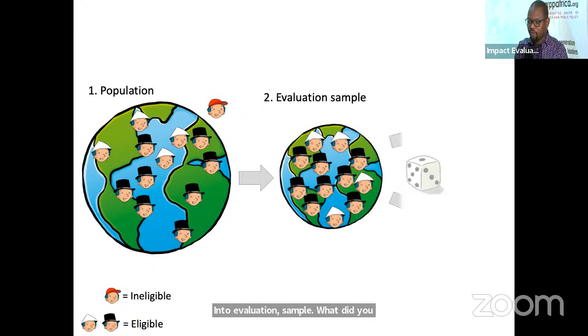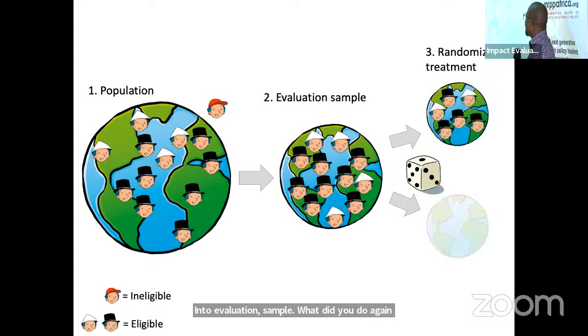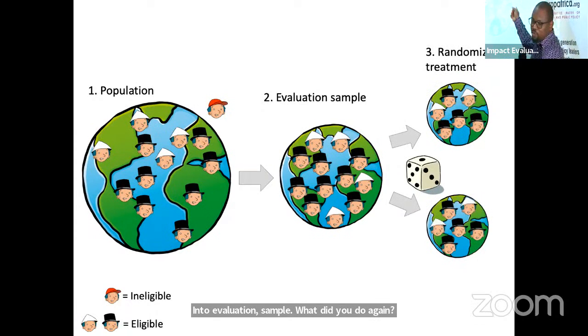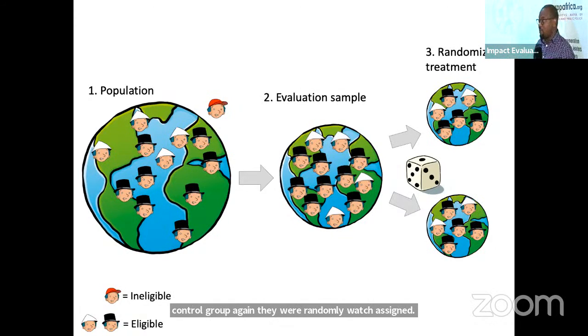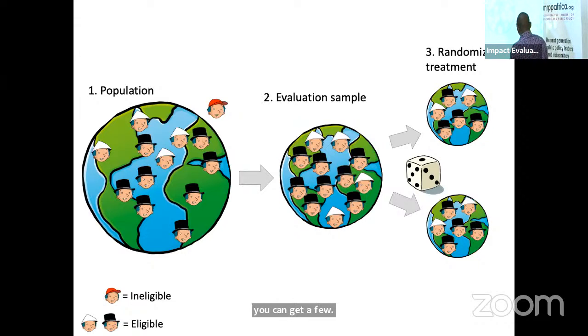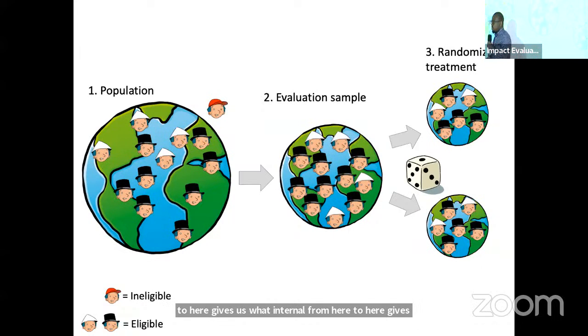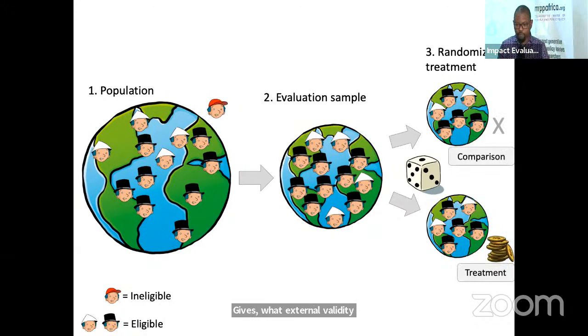What did we do again? We took a dice and threw it between treatment and what? Control group. Again, they were randomly what? Assigned. Okay? They were randomly what? Assigned. All of that is sampling, basically, because you are sampling from a group so that you can get a few there, a few there. Okay? And what did we say? From here to here gives us what? Internal validity. From here to here gives what? External validity. Are we together? Okay.